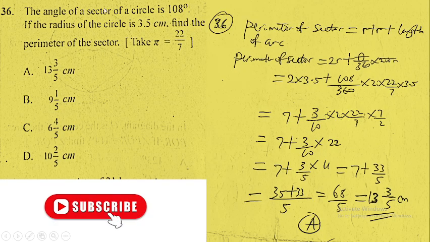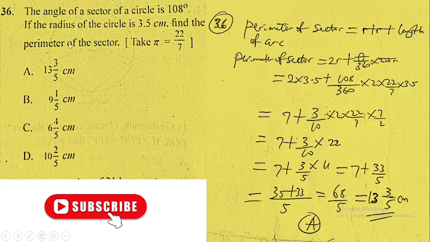Question number 36 is the next question. The angle of a sector of a circle is 108 degrees. If the radius of the circle is 3.5 centimeter, find the perimeter of the sector. So this is the mensuration of plane shapes and that of a circle that we are measuring. Sector of a circle now. And when do we have a sector in a circle? When we have radii in a circle, then we have a sector.